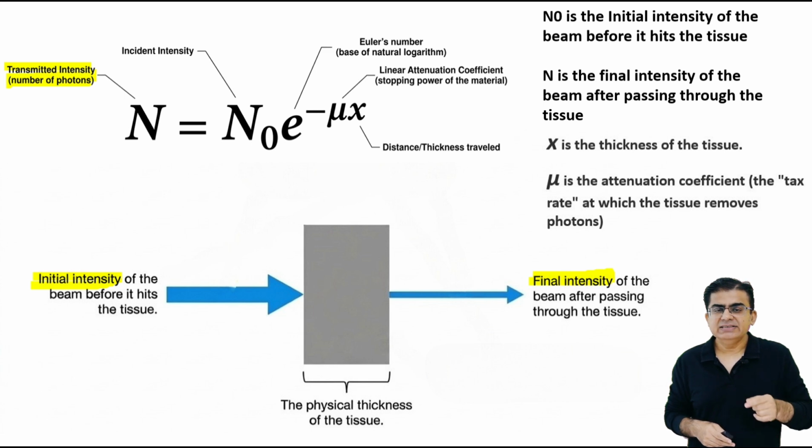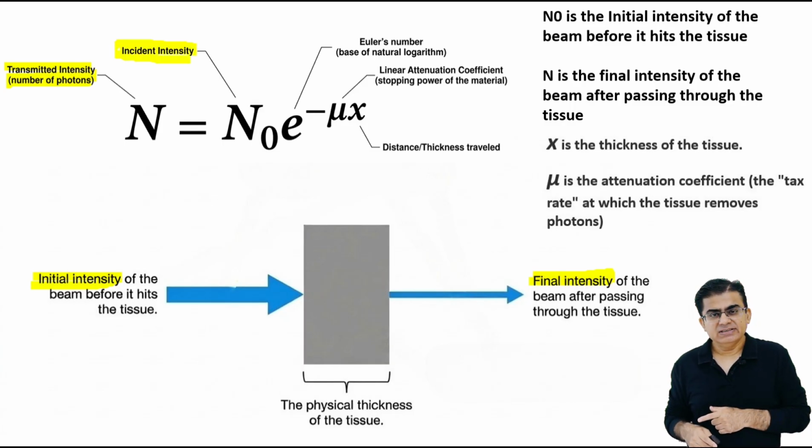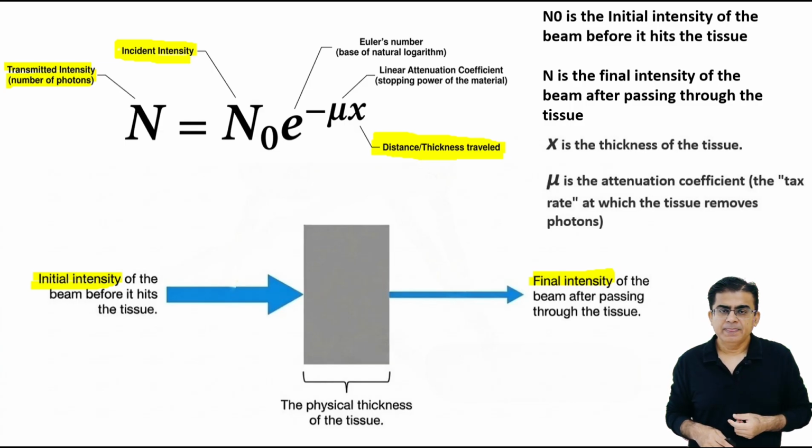Next, look at N0. This is the initial intensity of our primary beam right before it hits the tissue surface. Then we have the letter x. This simply represents the exact physical thickness of the tissue the beam is passing through. And finally, we have the Greek letter mu. We have already studied this in our previous slides. Mu is the linear attenuation coefficient.